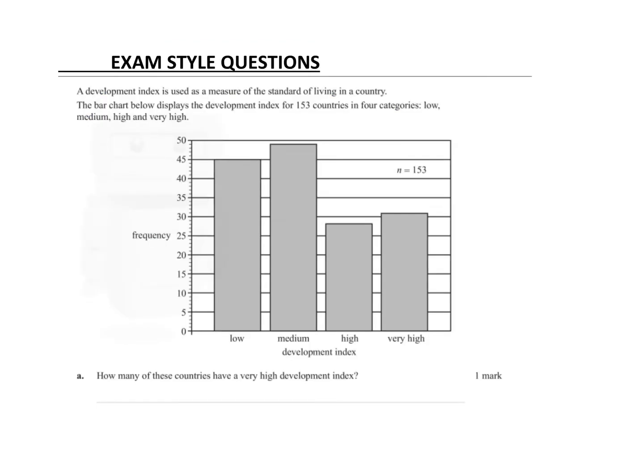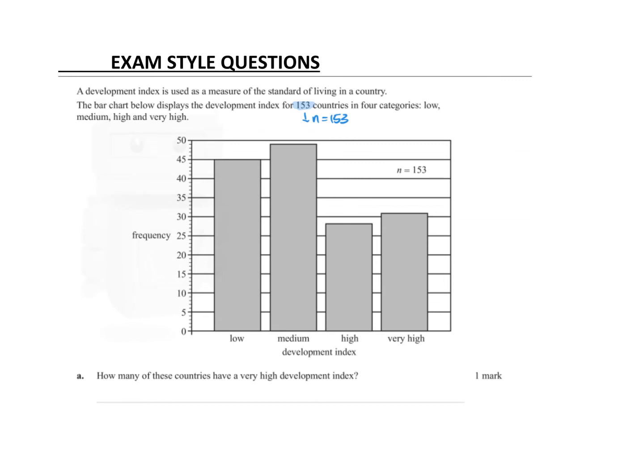Okay, so here are some exam style questions. It says here, the development index is used to measure the standard of living in a country. The bar chart below shows the development index of 150 countries. So you can see here, once again, they gave you the total. So you know there are 153 surveyed. And you're told whether it was low, medium or high.